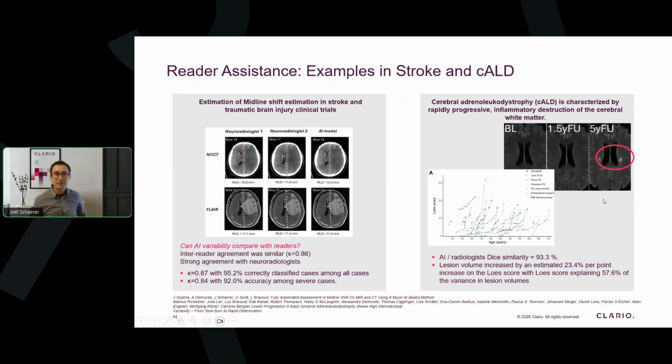On the right, we have an application to cerebral adrenoleukodystrophy, or CALD, which is rapidly progressive inflammatory destruction of cerebral white matter and seen as hyperintense lesions on FLAIR. Here as well, the model shows great agreement with the readers with a DICE index of over 93%, and a good agreement with the semi-quantitative rating scale that is used traditionally. The model enables full volumetric assessment of the lesions and shows greater agreement with a blood marker of neuroaxonal disease. So it shows greater agreement with this blood marker than the traditional semi-quantitative scale. Next slide.